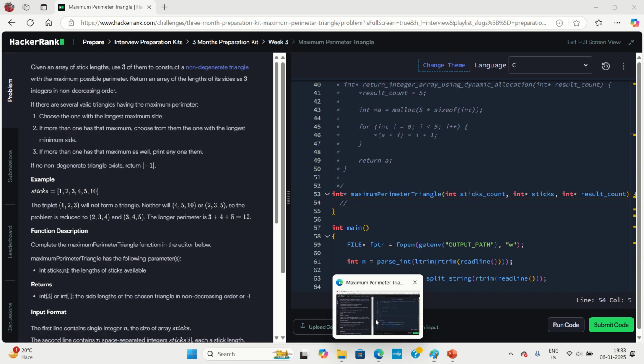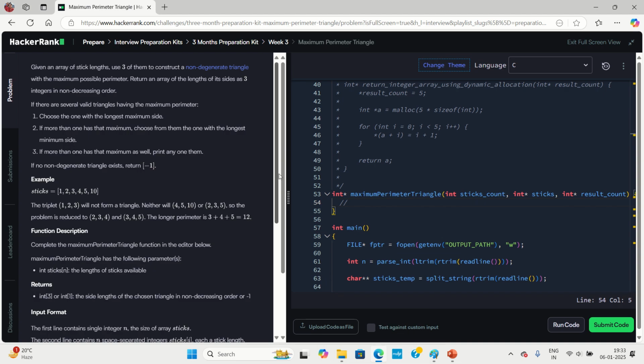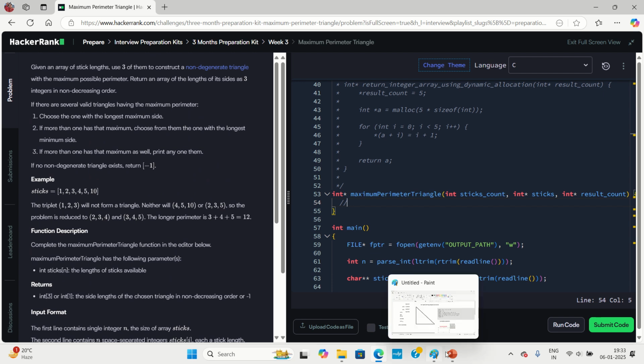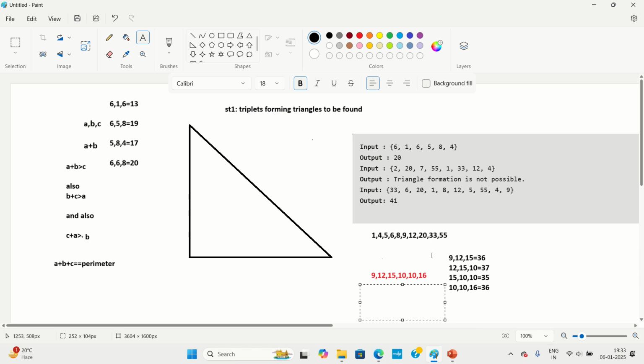Big O of n square time complexity. And also the problem will become complex because we need to find out not only the maximum perimeter, but again, if more than one triangle has the maximum perimeter, we need to find the one with the longest side. And again, if it is also the same, then we need to find the minimums. Now, all these things can be resolved.